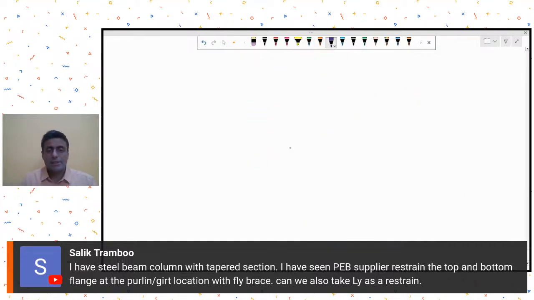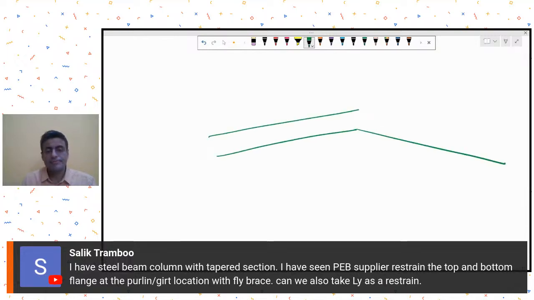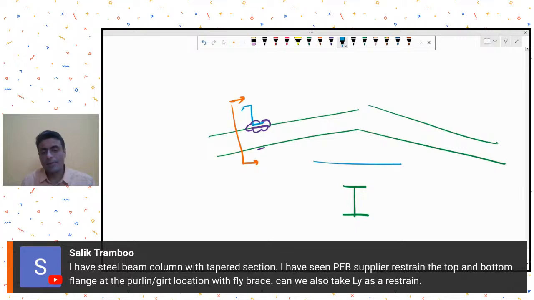Let's say this was my rafter, I'm showing in green color, and there was this purlin over here. Now the purlin is getting connected to the top flange. So the top flange I can assume restrained, but what about the bottom flange? It is unconnected. So if I show this in cross section, I will see my rafter like this, and I will see my purlin this time like this, Z purlin maybe.